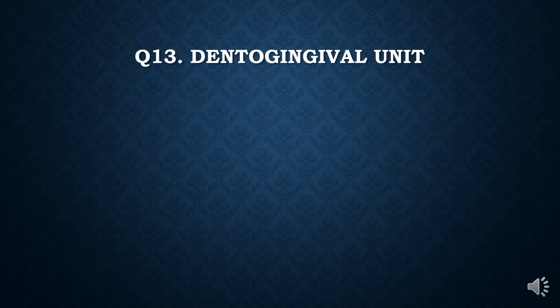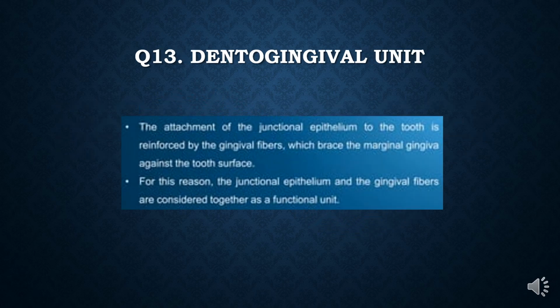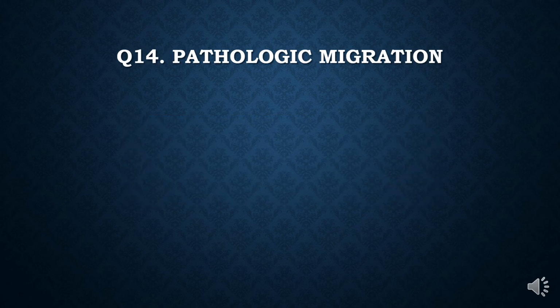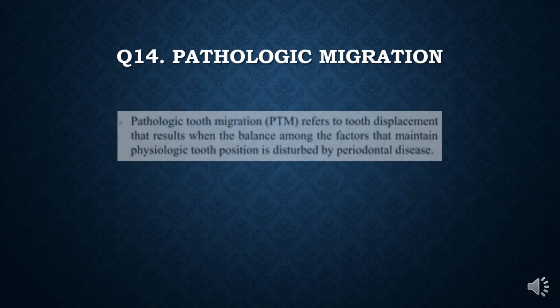Next question is dentogingival unit. The attachment of the junctional epithelium to the tooth is reinforced by the gingival fibers, which brace the marginal gingiva against the tooth surface. For this reason, the junctional epithelium and the gingival fibers are considered together as the dentogingival unit.